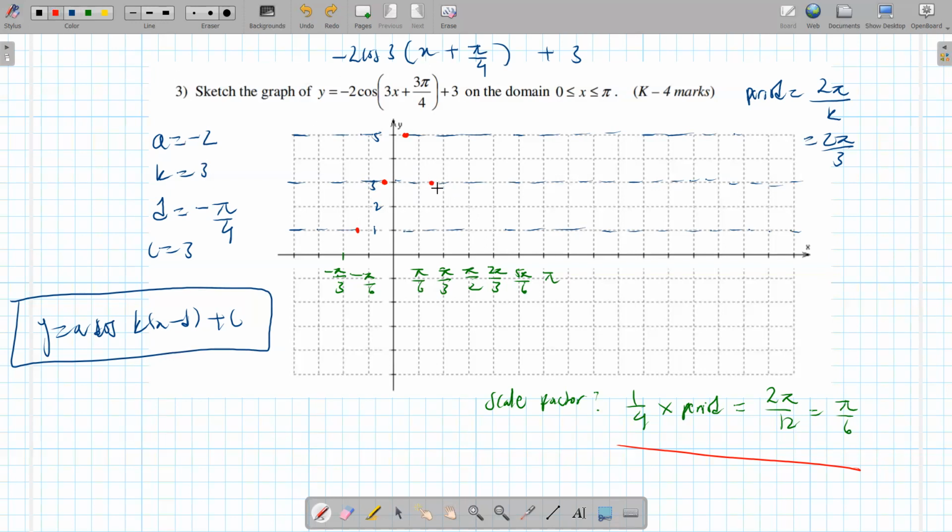The next one will be down here, you see? The next one will be 1 unit apart here. The next one will be 1 unit apart here, and then you just keep joining the dots and you're good. So the graph will look something like this.